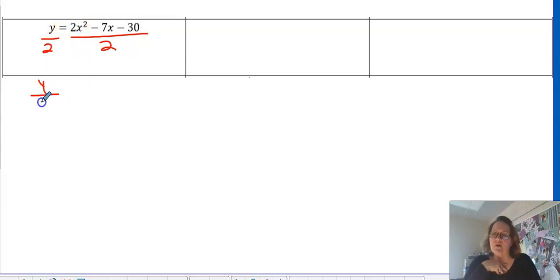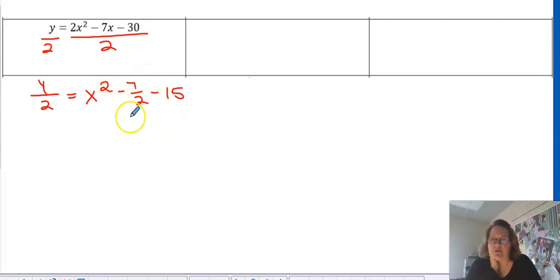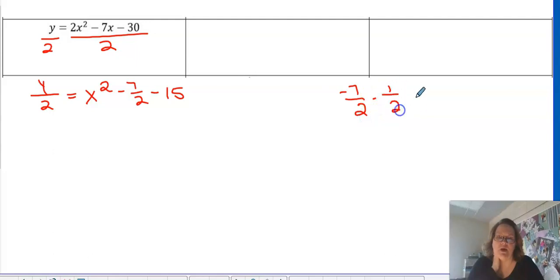I'm just going to leave that y over 2 equals x squared minus 7 halves minus 15. Okay. So I know I'm going to need to take half of this number and square it. Well, half of 7 halves is 7 fourths. Think about that. Negative 7 halves divided by 2 is the same as times 1 half. So that equals negative 7 fourths. Then I have to square that number.